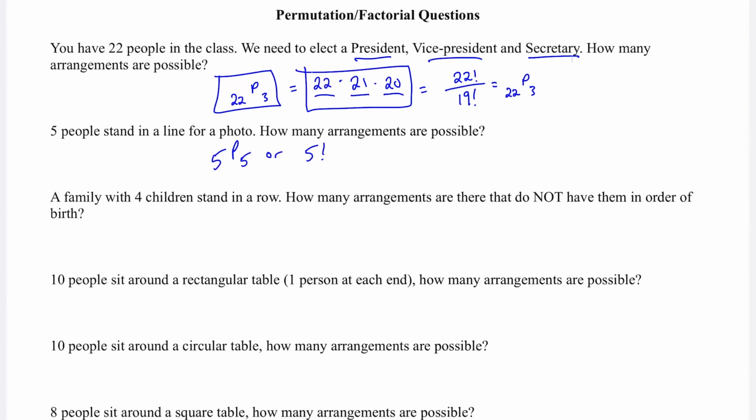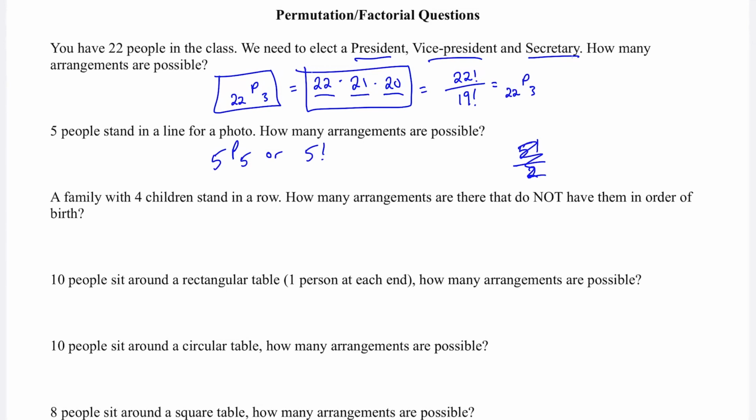Now something we could argue is, is it a different order if it's the order of 1, 2, 3, 4, 5 or 5, 4, 3, 2, 1? Well, we'll leave that up in the air. So if we're going to say those are different, then we would divide those options all by 2. But let's just say that's not different for this question.